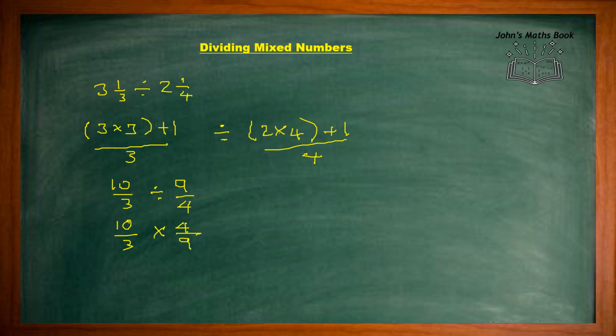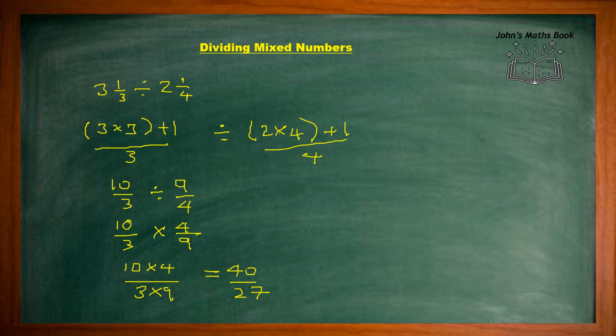We can now multiply these two fractions together in the normal way. So we have 10 times 4 divided by 3 times 9. That equals 40 divided by 27, which is an improper fraction.